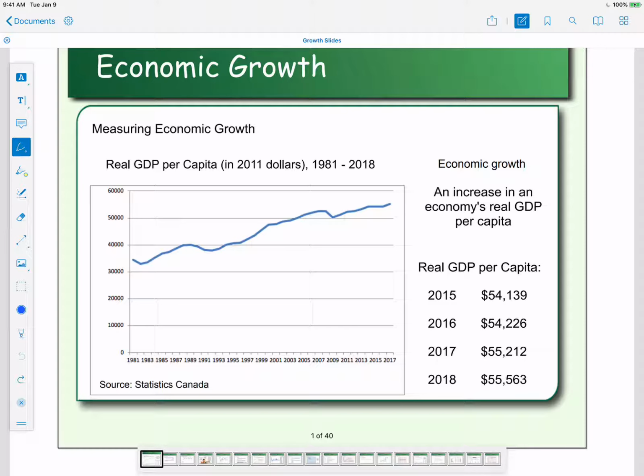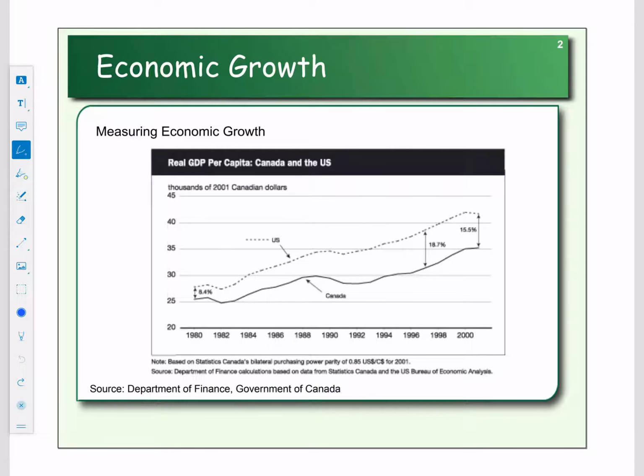Well, for the most part, you can see that over time we have economic growth. You can see on the graph that the line tends to go up. So over the long term, we have positive economic growth. We're producing more goods per person. And you can see the real GDP per capita in Canada in 2018 was about 55,563 Canadian dollars.